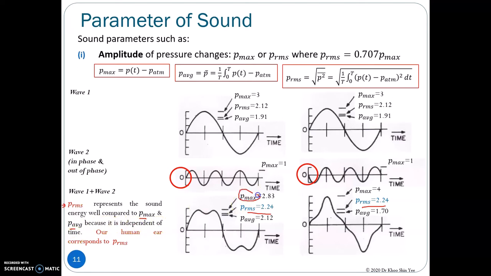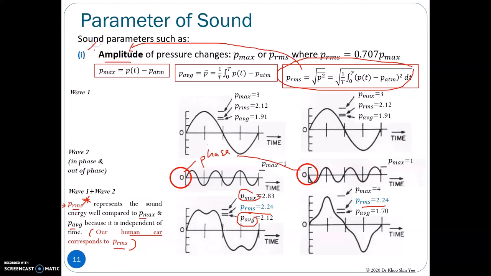If you look at the maximum pressure and average pressure, both of them change a lot if the phase is changing. Therefore, the RMS value for the pressure is very important in many sound analyses. In most sound measurement devices, they are actually measuring the RMS pressure. One of the main reasons is that our human ear corresponds to the RMS pressure value. Therefore, the RMS pressure is the most important amplitude formula for the sound parameter.